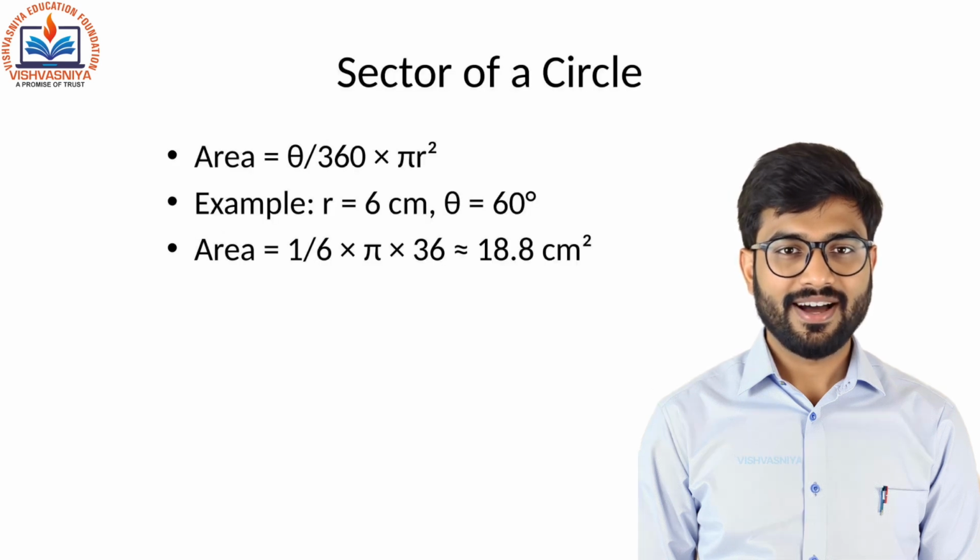Sometimes we need the area of a sector. Formula: area is equal to theta by 360 times pi r squared. Example: radius is equal to 6 centimeters, angle is equal to 60 degrees. Area is equal to 1 by 6 times pi times 36, which is 18.8 square centimeters.